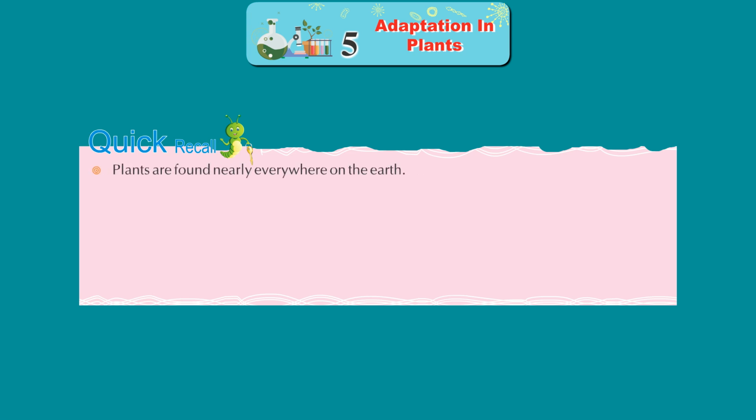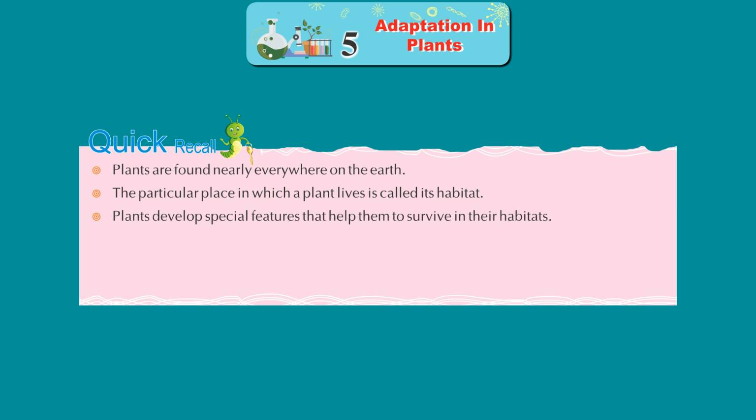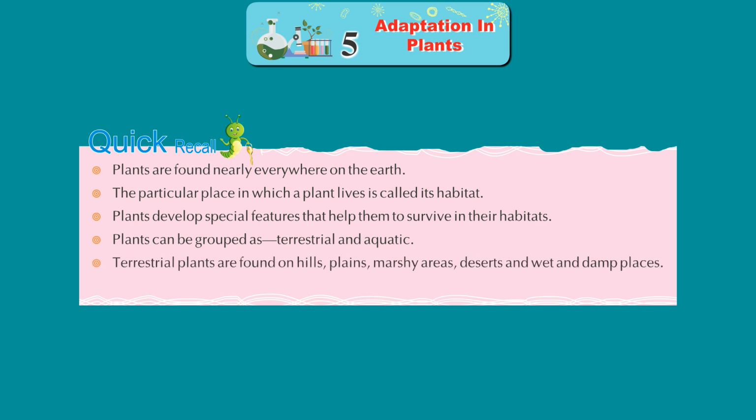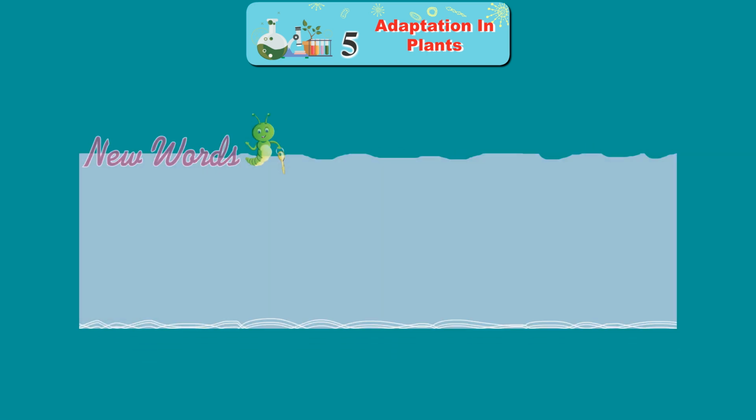Quick recall: Plants are found nearly everywhere on the earth. The particular place in which a plant lives is called its habitat. Plants develop special features that help them to survive in their habitats. Plants can be grouped as terrestrial and aquatic. Terrestrial plants are found in hills, plains, marshy areas, deserts, and hot and damp places. Aquatic plants are found in water. They are grouped as floating, fixed, and underwater plants.